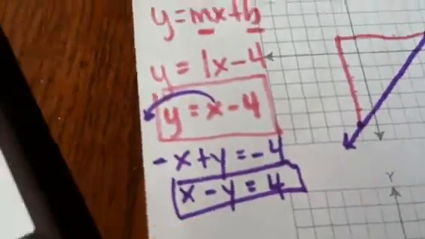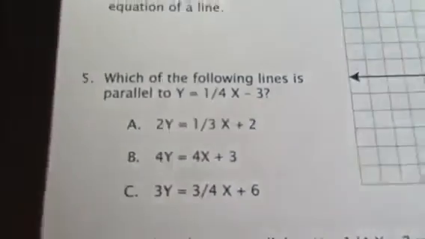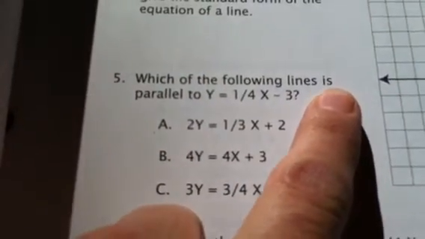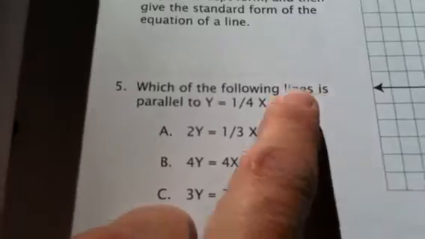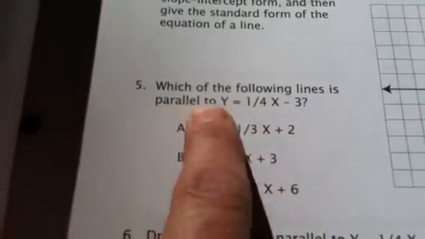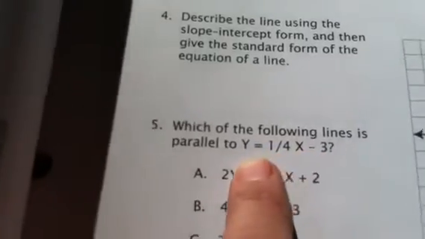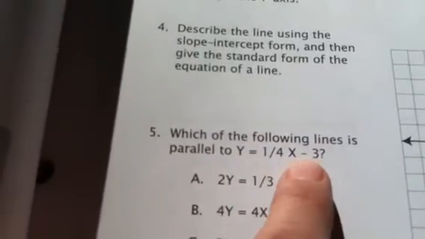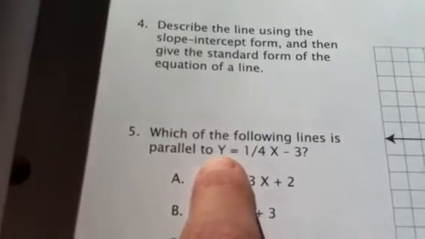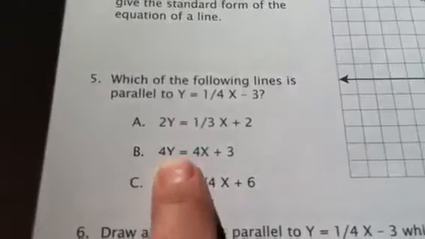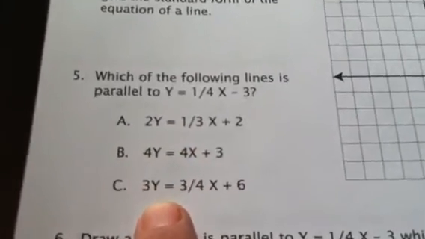Okay. Now, let's go to number 5. I'm trying to do as many of these as I can in a 10-minute time slot. Which of the following lines is parallel to y equals 1/4 x minus 3? First of all, for lines to be parallel, do you remember they have to have the same slope? And what's the slope of this line? You can tell just by looking because it has y by itself. So I know the slope is 1/4. Now, none of these lines right here have the y by itself.